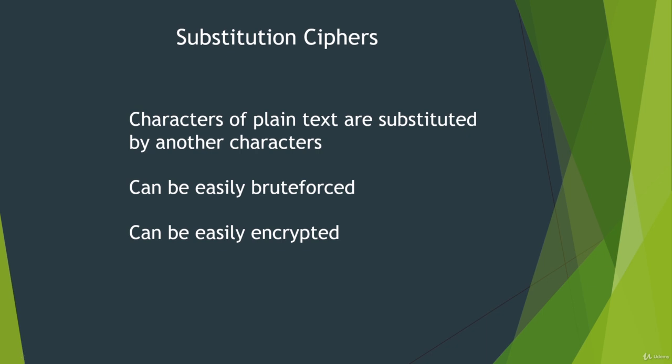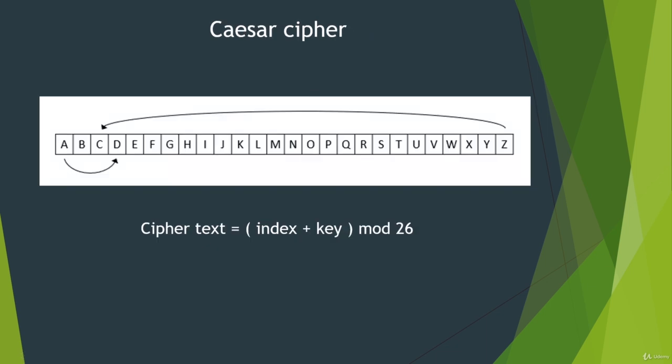So let's see some examples of the substitution ciphers to get more idea about this. The first one we are going to see is the Caesar cipher, and this is the very basic cipher you will come to know when you're starting cryptography. What the cipher does is you write down all the alphabets, and these alphabets have indexes. A is index 0, B is index 1, and so on up to Z, which is index 25. So the indexes of A to Z are from 0 to 25.